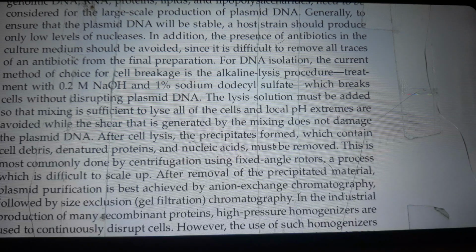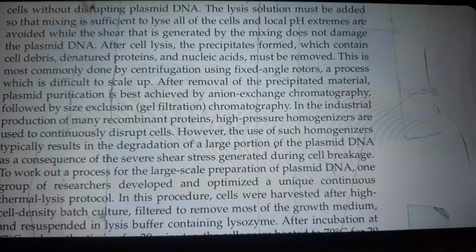The current method of choice for cell breakage is the alkaline lysis procedure. Treatment with 0.2 N NaOH and 1% sodium dodecyl sulfate breaks cells without disrupting plasmid DNA. The lysis solution must be added so that mixing is sufficient to lyse all the cells, local pH extremes are avoided, and the shear generated by the mixing does not damage the plasmid DNA. After cell lysis, the precipitates formed, which contain cell debris, denatured proteins, and nucleic acids, must be removed. This is most commonly done by centrifugation using fixed angle rotors, a process which is difficult to scale up.